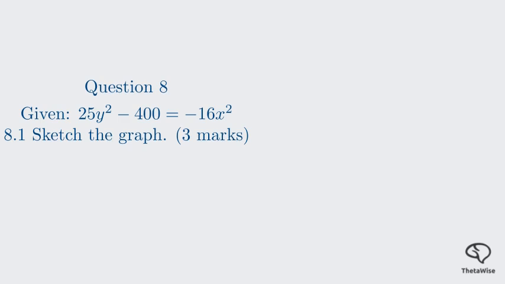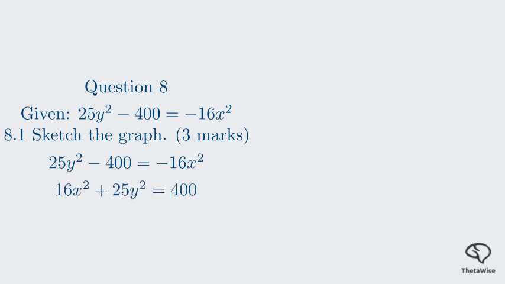We want to bring the x and y terms to the same side. Starting with 25y squared minus 400 equals 16x squared. Adding 16x squared to both sides and 400 to the other side gives us 16x squared plus 25y squared equals 400. This is not a circle because the coefficients of x squared and y squared are different. This is the equation of an ellipse.